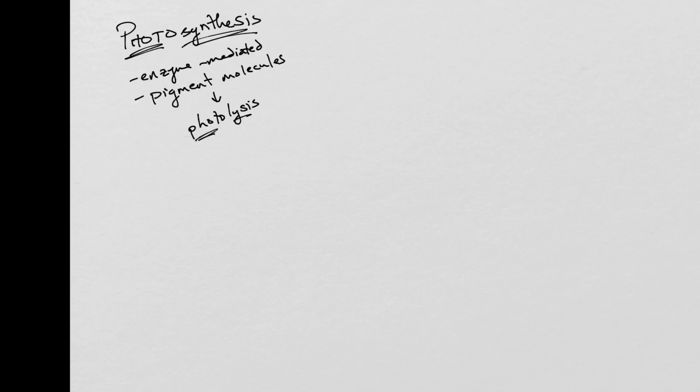Photolysis. Photo means light. Lysis means to break apart. So it's going to use light to break something apart. And in this case, it's going to use light to break water apart. And the hydrogens are going to be used later on, but the oxygens aren't used. And that's where the O2 comes from that plants give off. The water is broken apart, and light energy is used to do that, and that's where we get the oxygen we breathe.